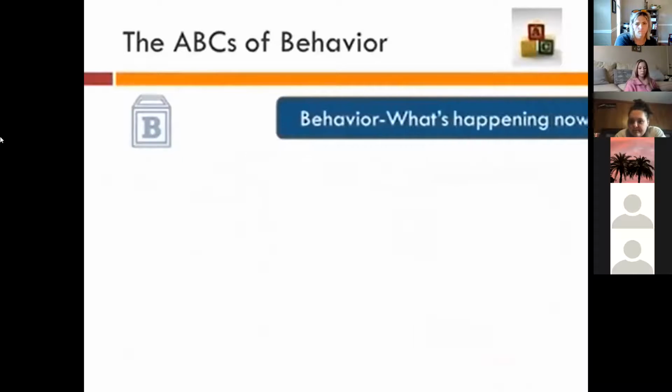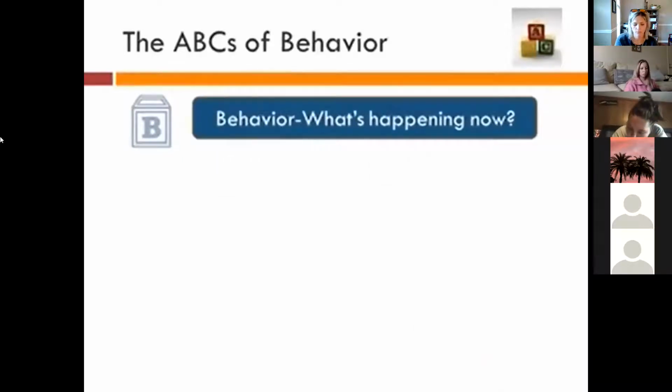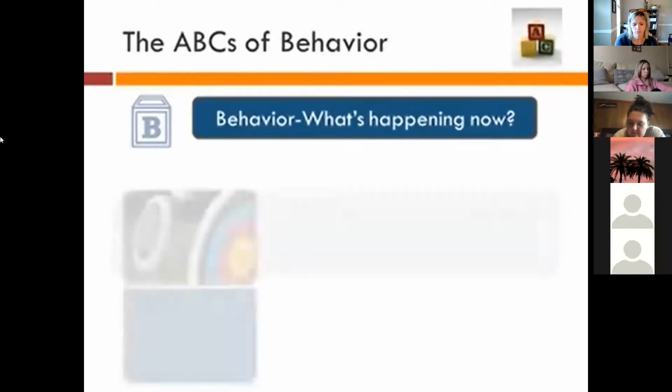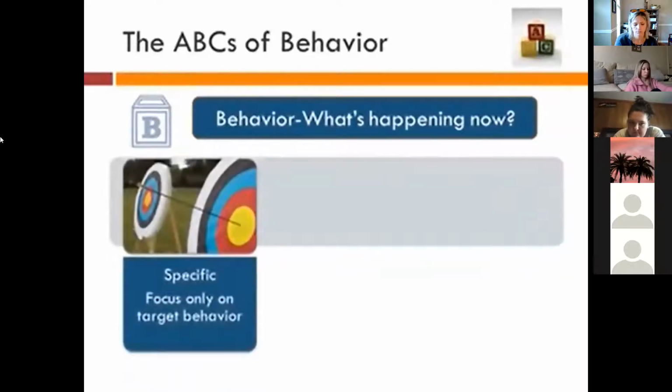The B in ABC stands for behavior. The behavior component involves describing the behavior as it's happening now. There are 3 things you need to do when observing behavior. The first thing you need to do is be specific. Specific means you focus only on the target behavior. For example, if the target behavior you want to address is name calling, then looking at running in the classroom or hitting is going to take your focus away.